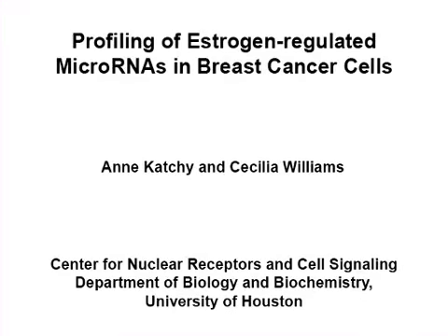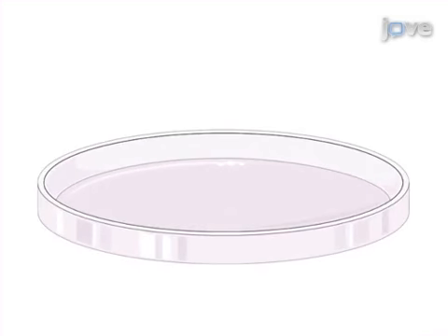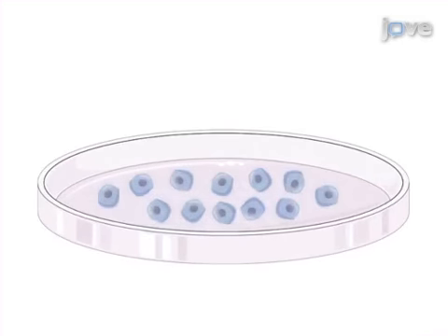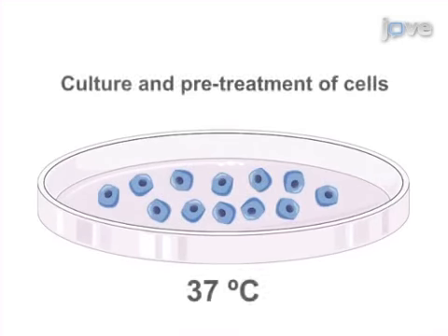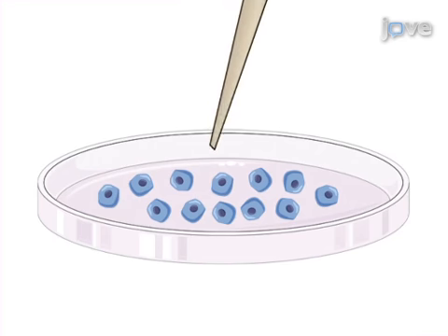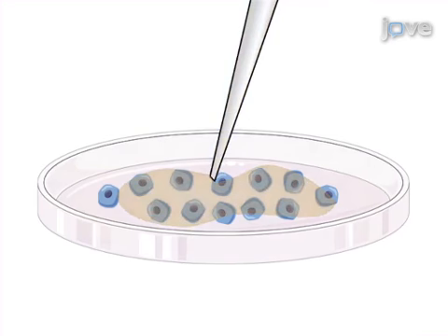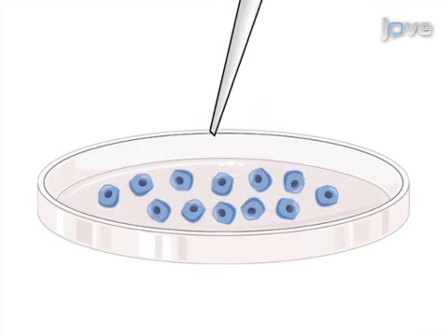The overall goal of this procedure is to define microRNAs that estrogen receptors may regulate. This is accomplished by first preparing the cells for maximal estrogen response through culture to an optimal confluence and depletion of estrogenic activity.